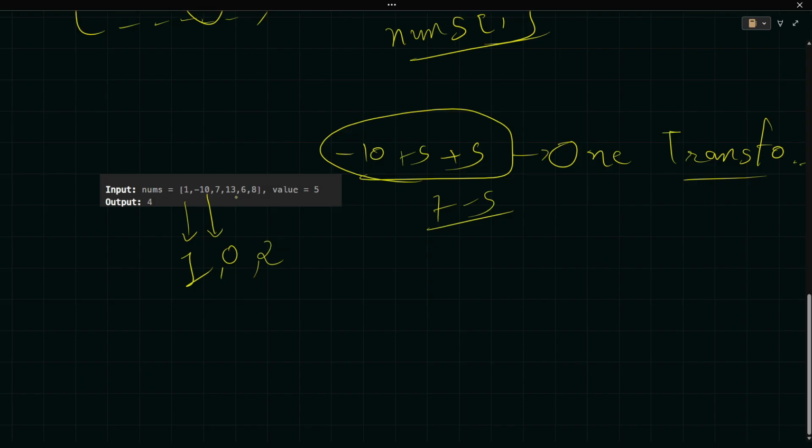Then suppose the next element is 13. If I do two times subtraction, like 13 minus 10, 3 is also present here. Then 6, which is already there, and 8. Again, 8 can be transformed into what? 3, 8, and whatever, like 8 plus or minus 5.